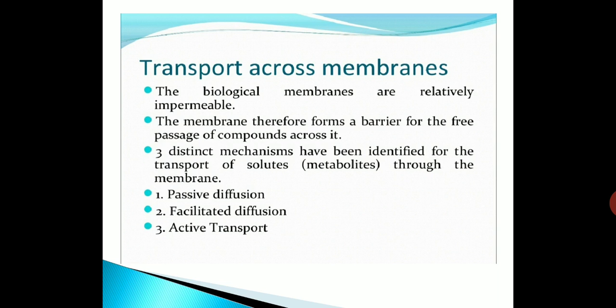Now we'll see the transport across membranes. The biological membranes are relatively impermeable. The membrane therefore forms a barrier for the free passage of compounds across it. Three distinct mechanisms have been identified for the transport of solutes, that is metabolites, through the membrane. First is passive diffusion, second is facilitated diffusion, and third is active transport.